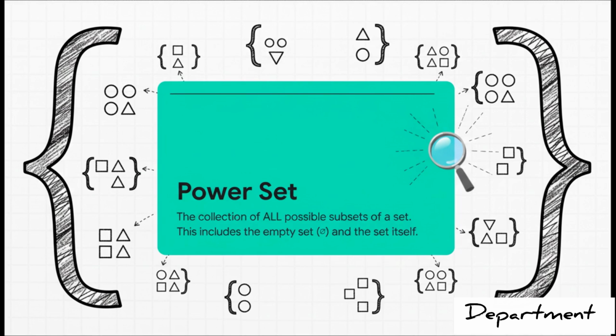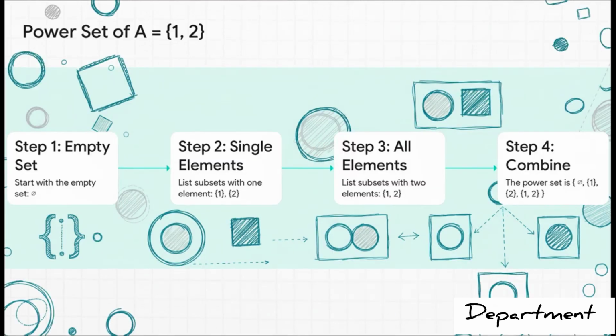If you gather all those little subsets together and put them into one new giant set, you've just created what we call the power set. Let's walk through this together. Say our set is just {1, 2}. To find its power set, we start systematically.